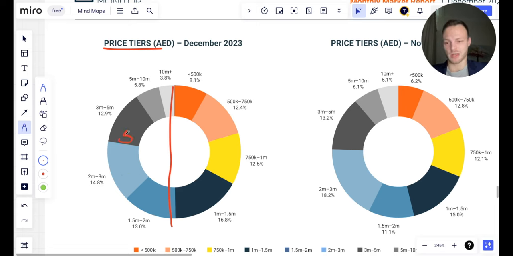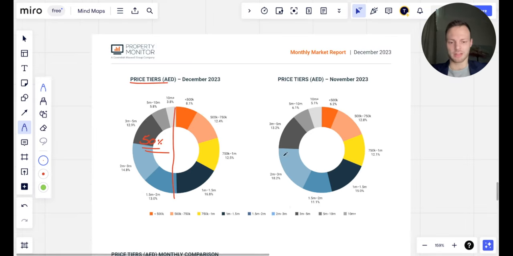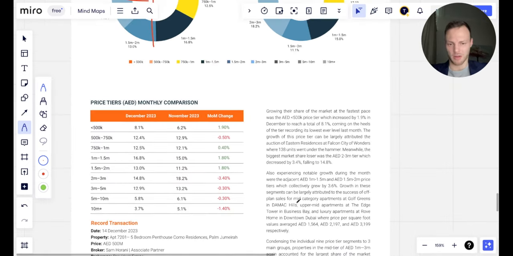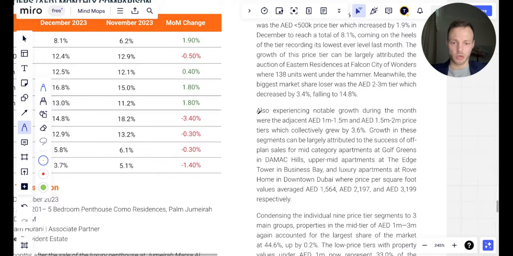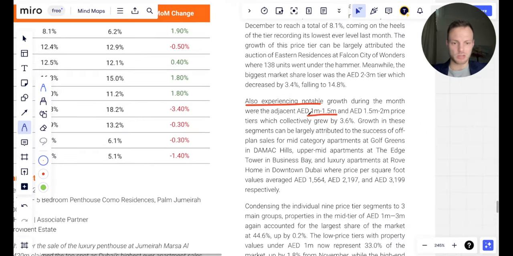So that's 50% hit. The interesting thing is, over the last couple of years, this segment of the market has been relatively undersupplied. There hasn't been too many developers catering for, especially, the sub 1 million mark. That's something to watch out for. And that was also highlighted. Also experiencing notable growth were the adjacent 1 million to 1.5 million and the 1.5 to 2 million.